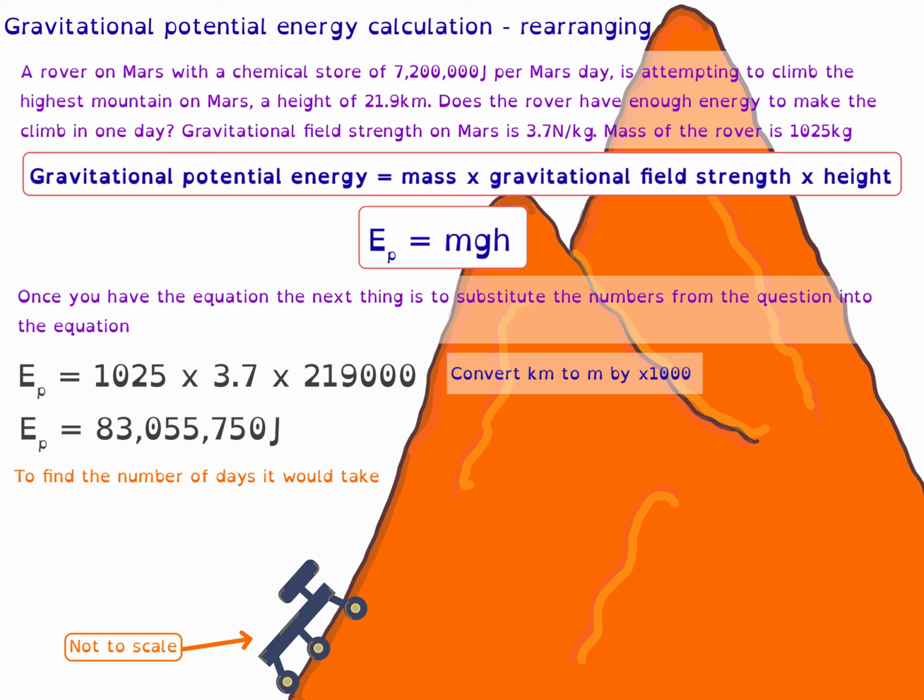To find the number of days it would take, we divide our gravitational potential energy answer by the chemical store value for each day which the rover has, and we end up with a final answer of 11.5 days. And that's all for this video.